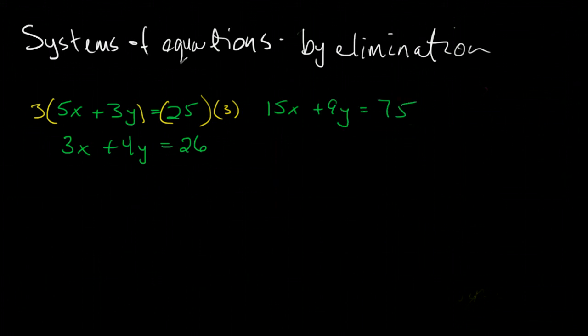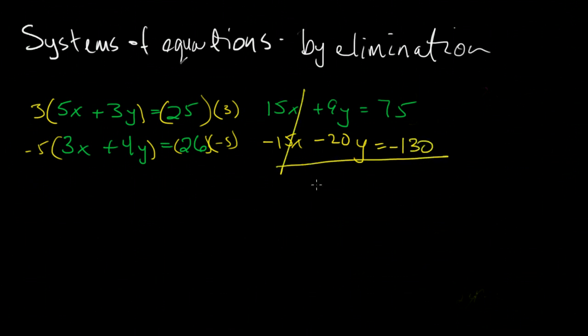Nice big number here. And then I need to make this one a negative, so I would have to multiply that by a negative 5, and this one also by a negative 5. And that would give me a negative 15x, and negative 20y to make sure that my x's will eliminate when I'm done. Let's see, 5 times, that's a negative 130. Okay. So now my x's do in fact eliminate.